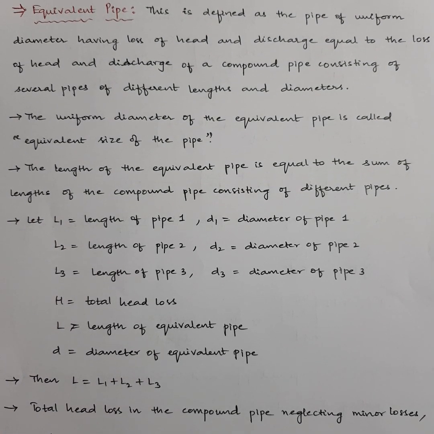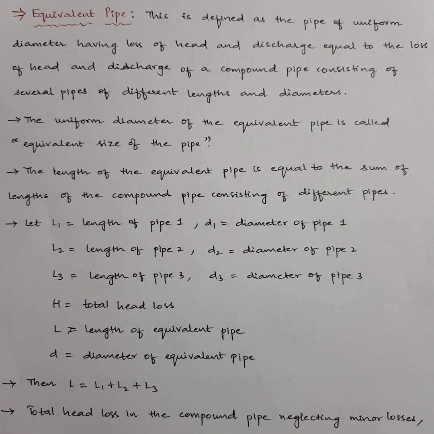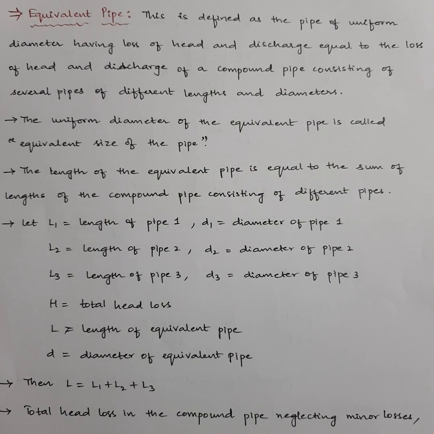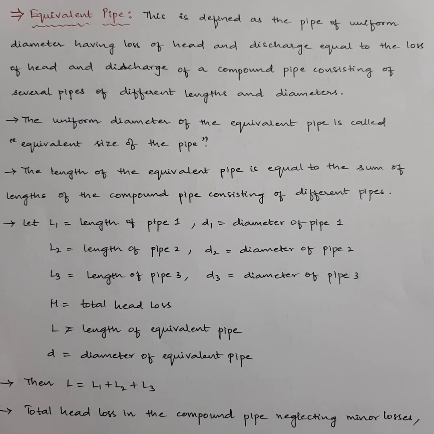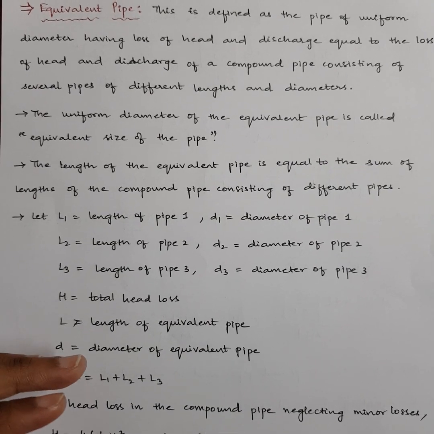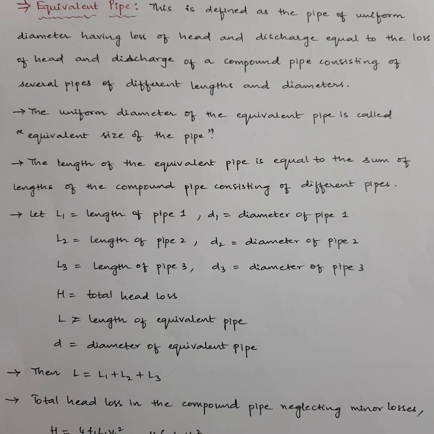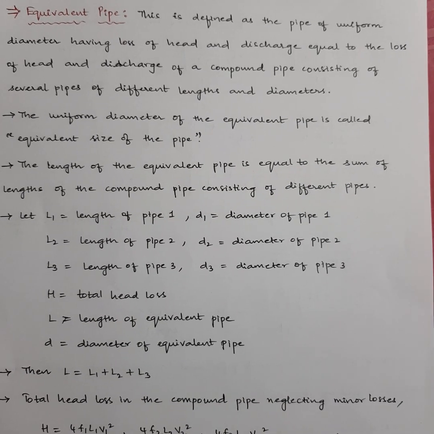What I mean to say is, if you are replacing this number of pipes connected end to end with a single pipe, then that single pipe only is called as an equivalent pipe. Whatever the loss of head and whatever the discharge going through that compound pipe, means pipes in series, the same loss of head and discharge will be through this equivalent pipe.